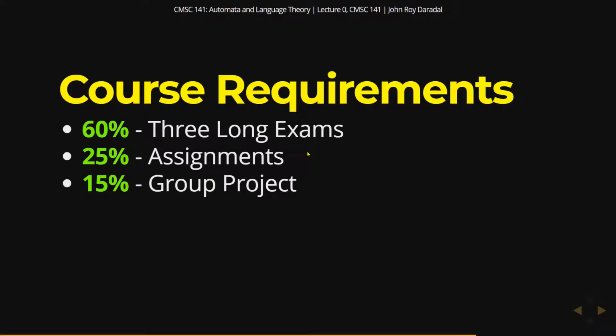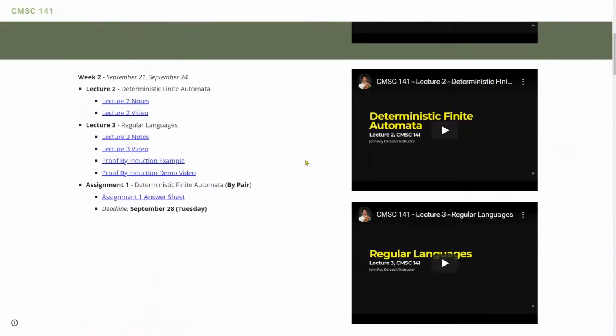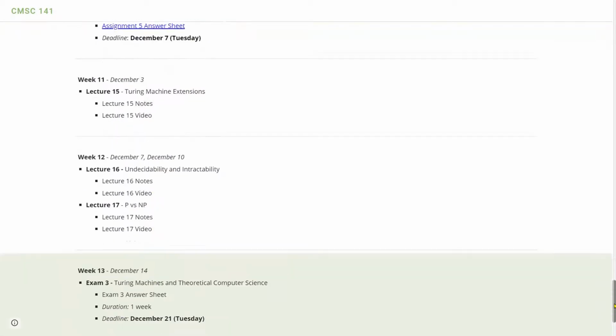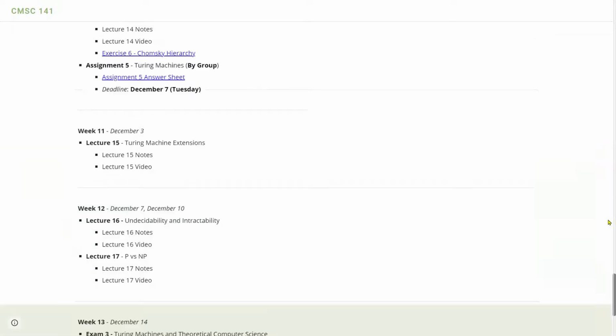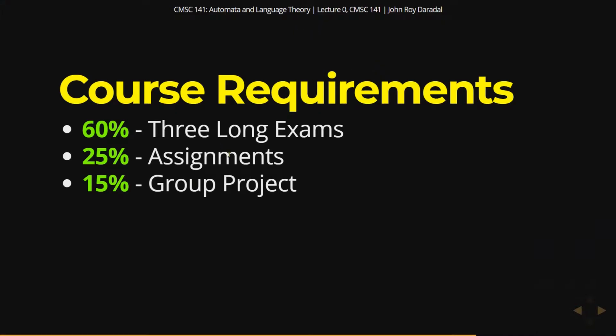The instructions are actually already up in the course page, so you can read about the instructions for the final project later on. But basically, what you'll do in the group project is you will create a creative presentation of what you've learned in ComSci 141. Okay, so you can read about that in the instructions. Okay, so that is the course requirements. Now, I would like to reiterate this honesty during exam.